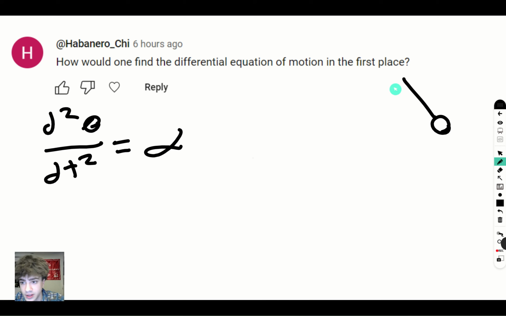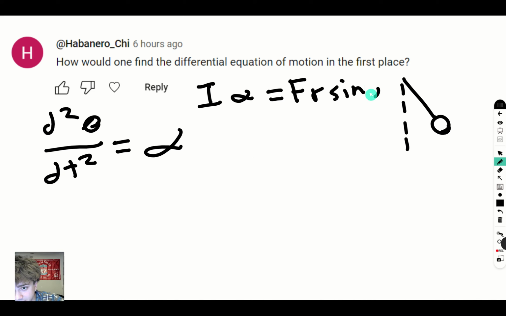Now, here we're dealing with torque instead of force. The torque is going to be applied here because we're assuming this rod or string does not have a mass. So the entire mass is concentrated right here. And we know that the equation for net torque is I alpha, which is equal to force times radius times sine theta.